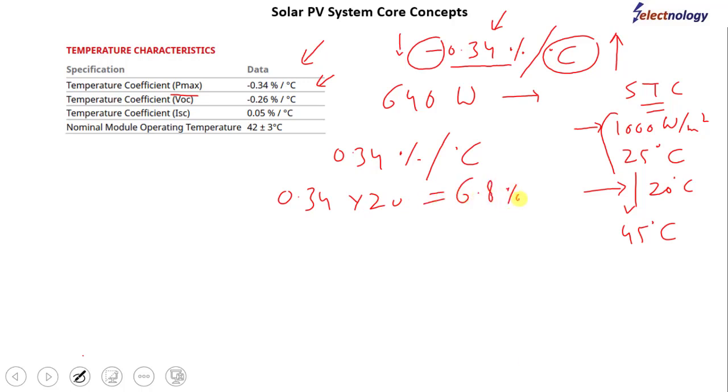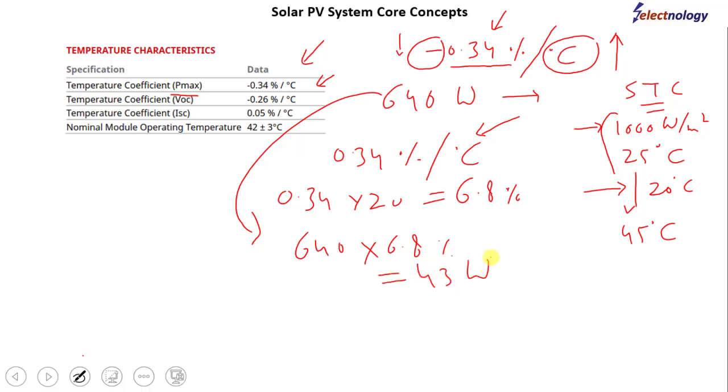Okay, so the change in temperature of the PV module is 20 degrees centigrade, and as per this coefficient we took 0.34% and multiplied it with 20. It comes out to be 6.8%, meaning that the rated power, 640 watts, will change by 6.8%. So if we multiply 640 with 6.8%, this is approximately 43 watts.